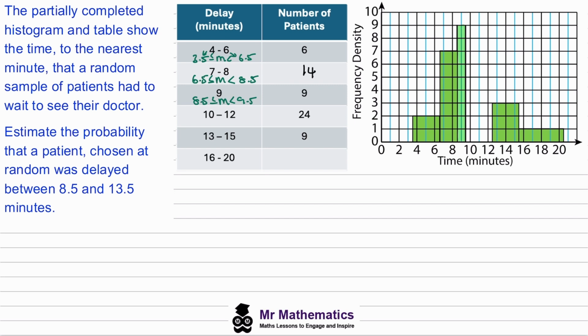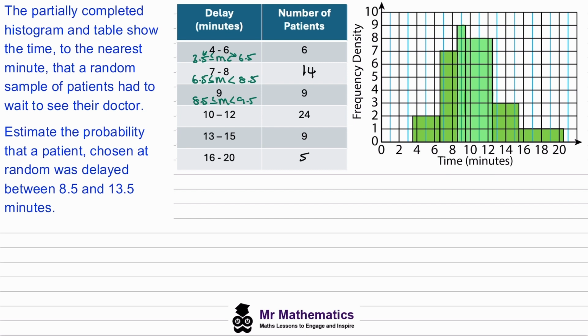Moving on to the next class, between 10 to 12, we know this will have a width of 3 and a frequency of 24, so our frequency density must be 8. And then between 16 to 20, we're looking at 15.5 and 20.5, so a width of 5, a frequency density of 1, so this will give us a frequency of a number of patients as 5.